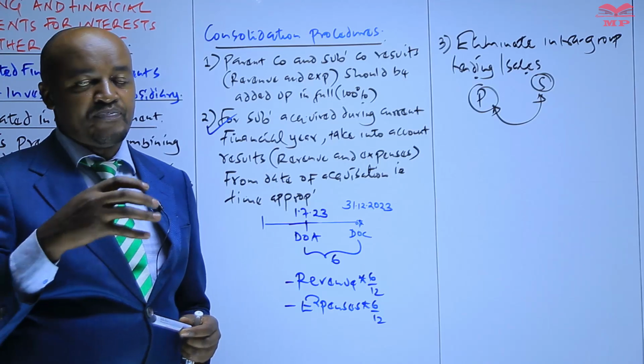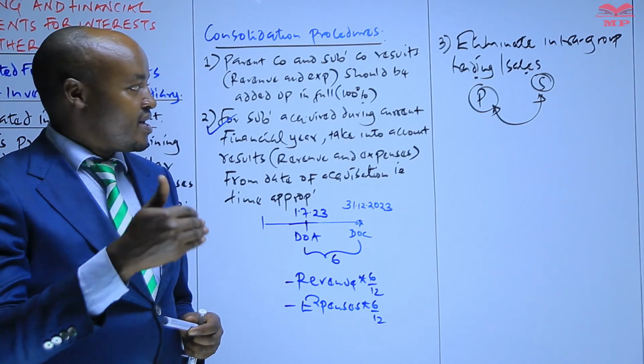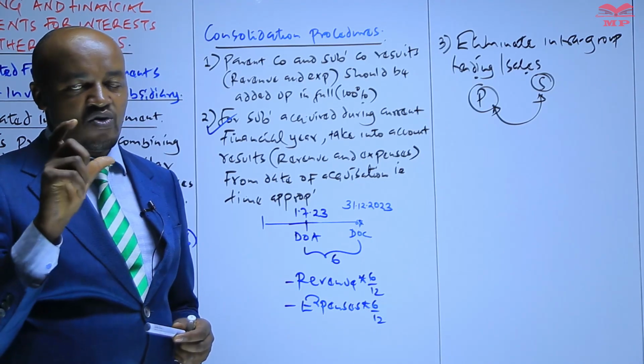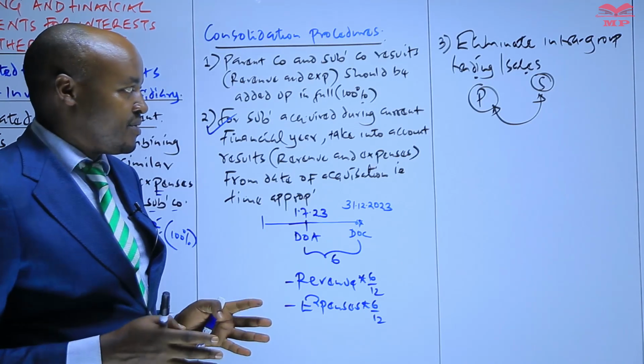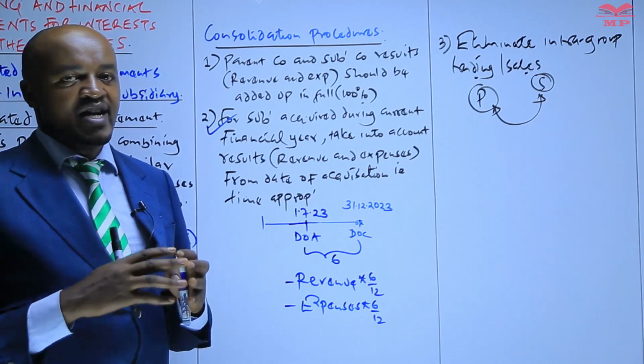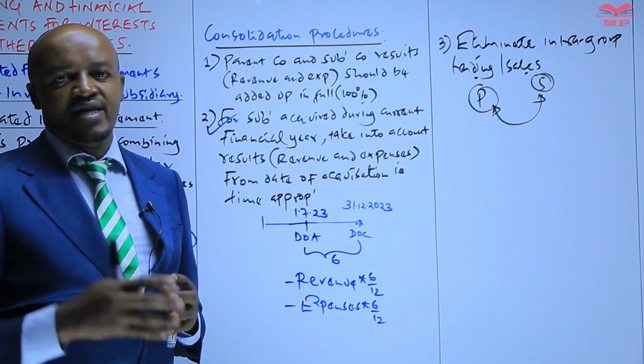And actually what I mentioned in the previous sessions is that when preparing the consolidated financial statements, the parent company and the subsidiary are always assumed to be one and a single entity.